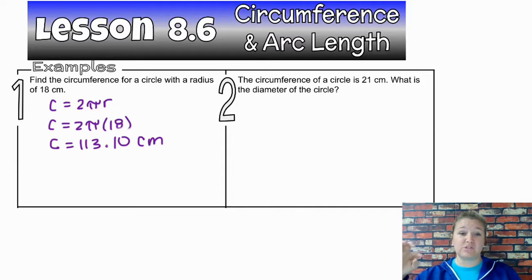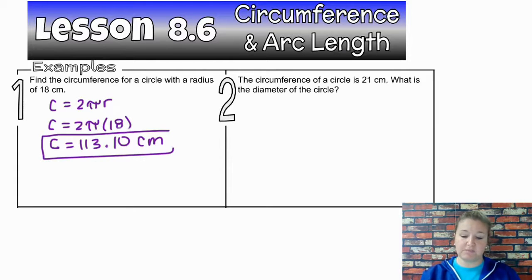With area, it was square centimeters that would cover what we're talking about. This time it's just centimeters because we could use a string and measure it around a circle, stretch it all the way out, and that would measure out to be roughly this. So this is again an approximation because we have to use pi.